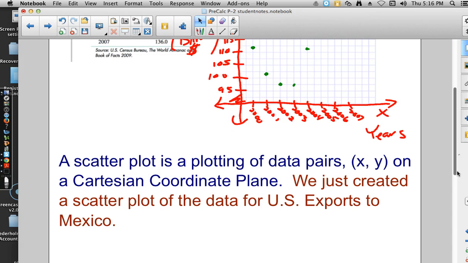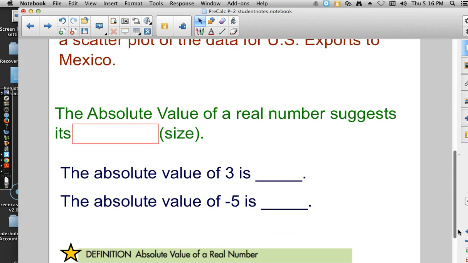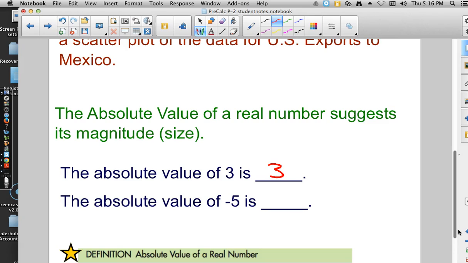So the absolute value is the next piece. That was another objective that we had for today. The absolute value of a real number suggests its magnitude, and its magnitude is its size. So the absolute value of 3 is 3. An absolute value is the distance something is from 0 on the number line. So the absolute value of -5, that's 5.